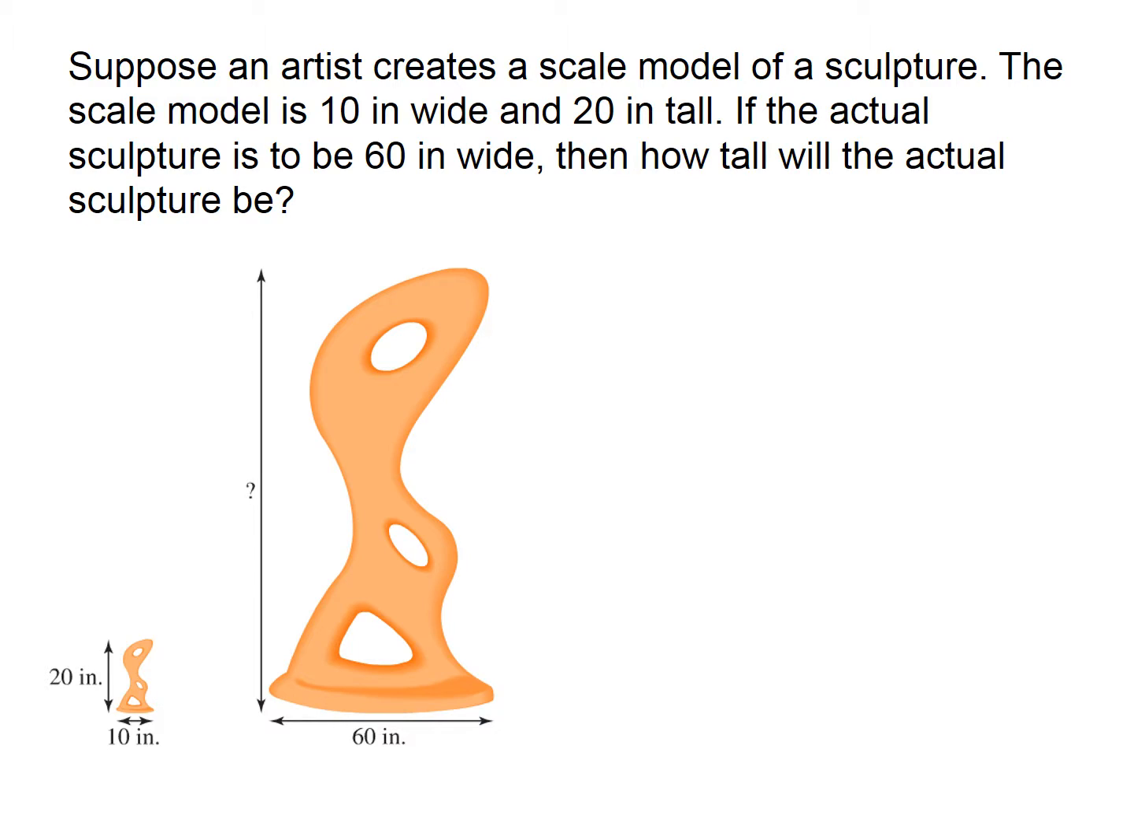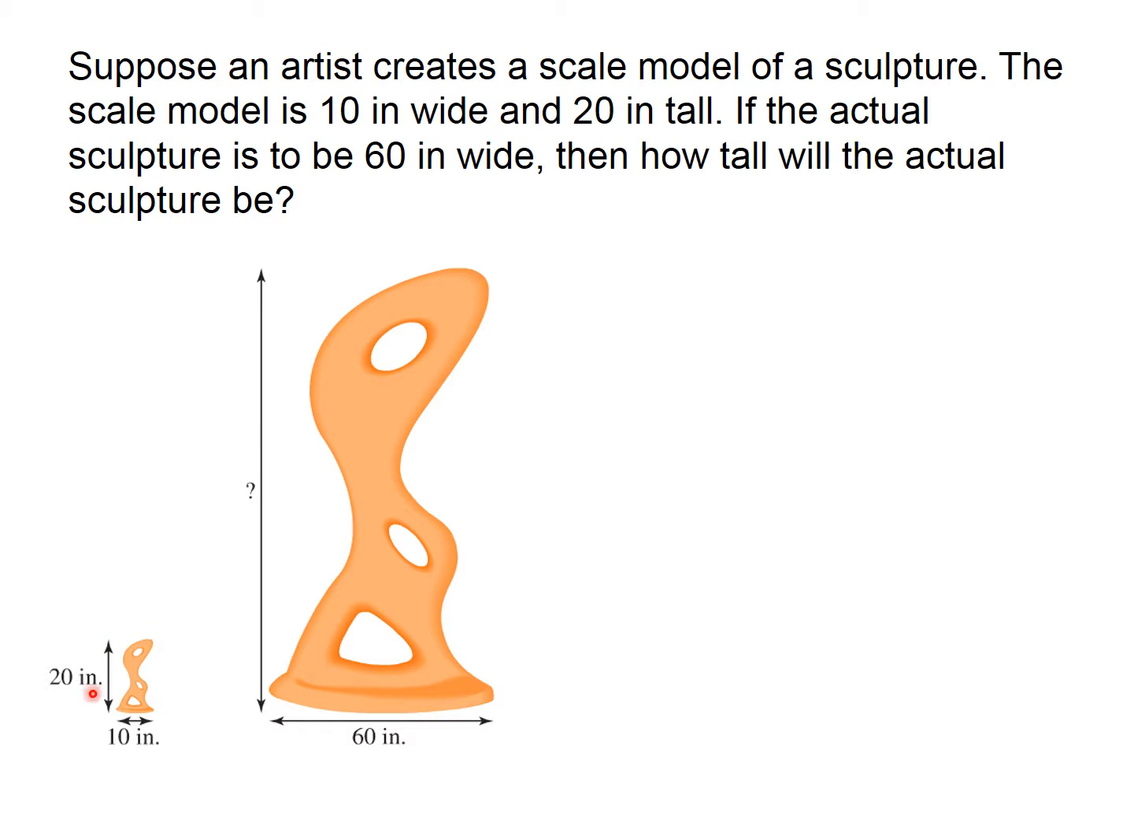Now our previous examples dealt with simple geometric shapes, rectangles and triangles namely. Here's an example that applies to an object with a very irregular shape. Suppose an artist creates a scale model of a sculpture. The scale model is 10 feet wide, 20 inches tall. If the actual sculpture is to be 60 inches wide, then how tall will the actual sculpture be?